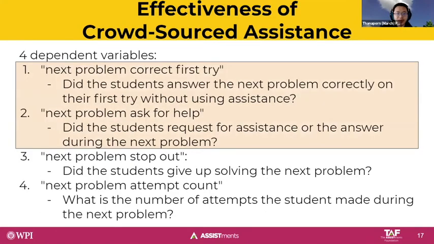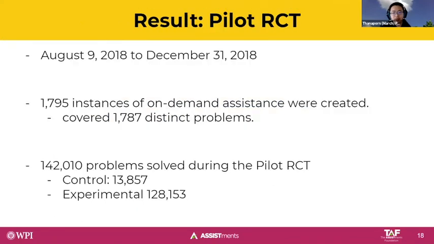And the 4 dependent measures are the following. We actually only care about the first 2. The third and the fourth are included only to make sure that we didn't get a positive result in the measure we care about just because most of the low performing students give up and leave. So this is the result of the pilot study conducted during the fall term of 2018.